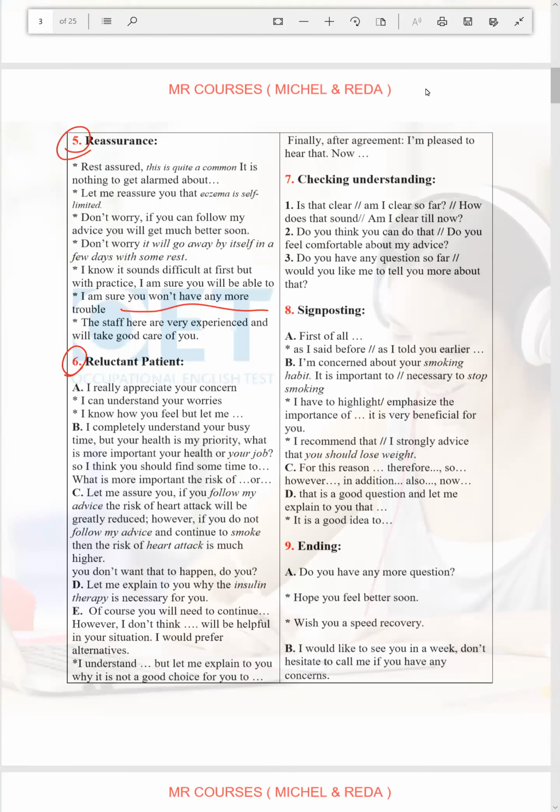Stop and follow me. No, this is not the way. The Occupational English Test examiners and interlocutors want you to be an easy doctor, a skilled doctor in dealing with such situations. So if the patient says, no doctor, I will not take these medications, you will tell him, I really appreciate your concerns. I can understand your fears, your worries. I do know how you feel, but let me explain some points for you.